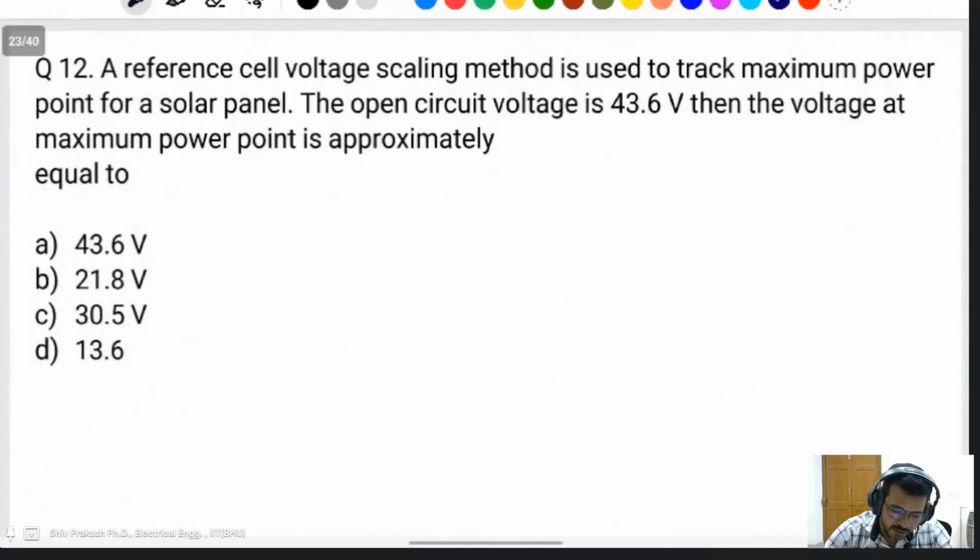A reference cell voltage scaling method is used to track a maximum power point for a solar panel. The open circuit voltage is 43.6 volts. Then the voltage at maximum power point is approximately?